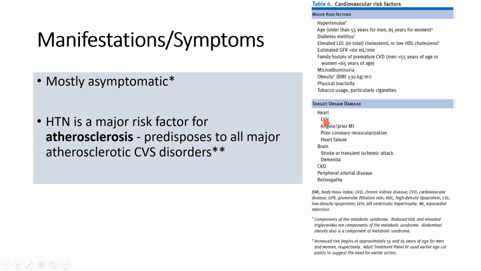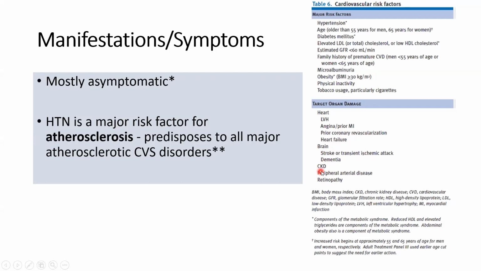You have left ventricular hypertrophy being the number one feature of heart damage in hypertensives. Then you have angina, which is pain of ischemia, myocardial ischemia. You have revascularization. You have heart failure. So advanced patients of hypertension go into heart failure when they present to the doctor. Then the second recipient of the injury is the brain. You have strokes, you have dementia.